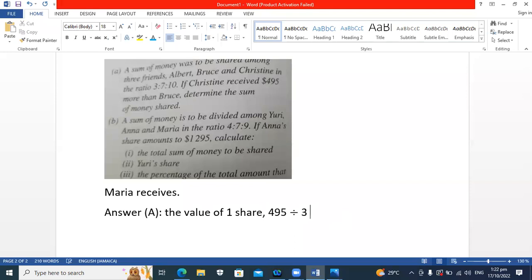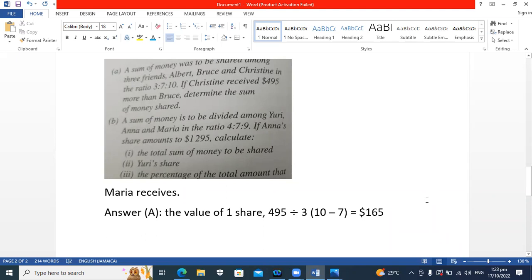And how do we get the 3? Let me just put a bracket there. It will be 10 subtract 7. All right. And what again? 165. So that is the value of what? 1 share. Once you get this, you are basically done. The question says: determine the sum of 1 share.